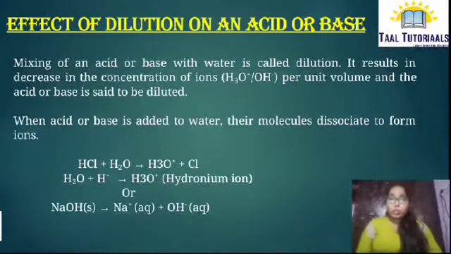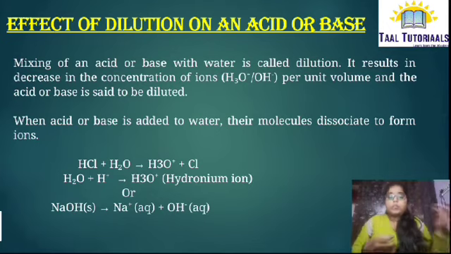Okay. Next, effect of dilution on an acid or a base. See, dilution is nothing but mixing of an acid or a base with water. You are just adding water either to an acid or a base. That process is known as dilution. It results in a decrease in the concentration of the ions per unit volume, and the acid or base is said to be diluted. So, the concentration of the acid or the base is decreased.